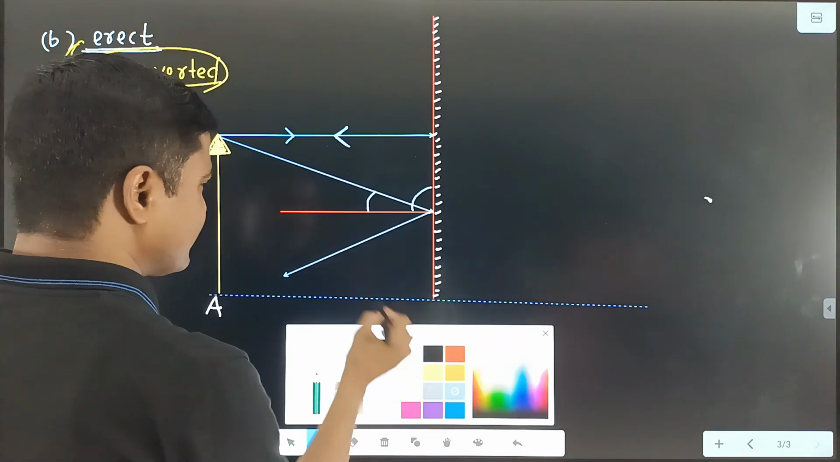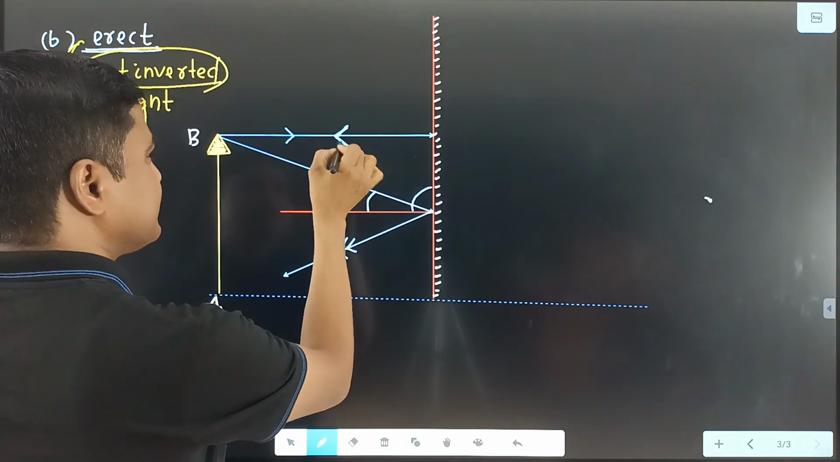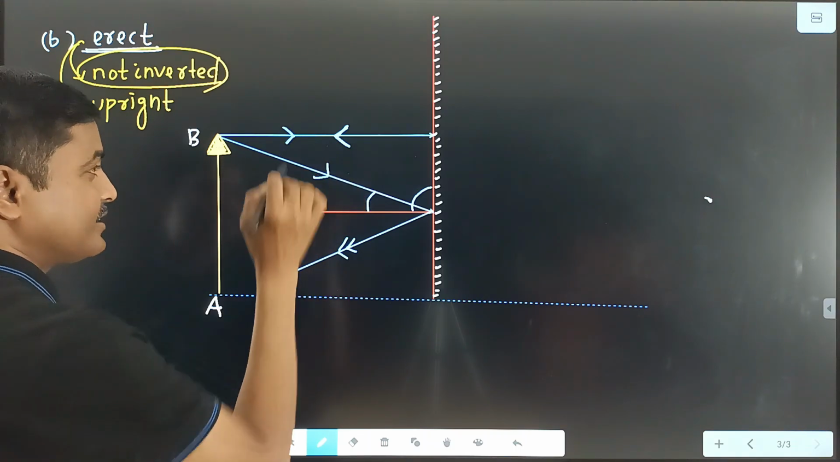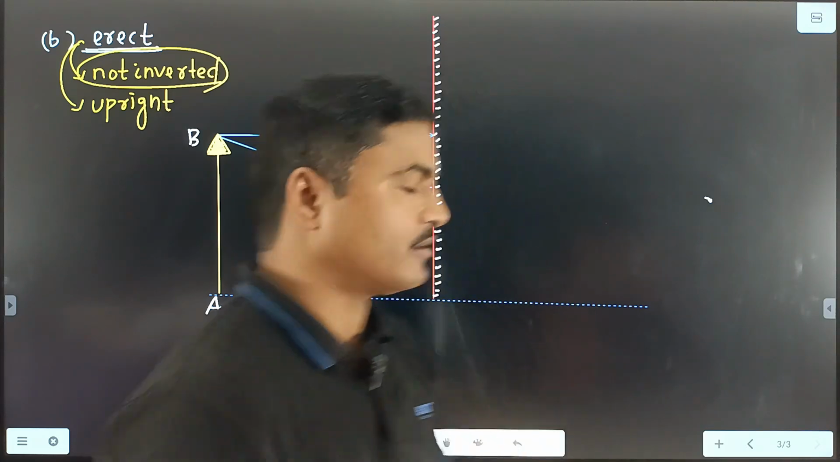And this is the second reflected ray. This one is the first reflected ray. This one is the first incident ray. This is the second incident ray. Clear? And look at the figure.